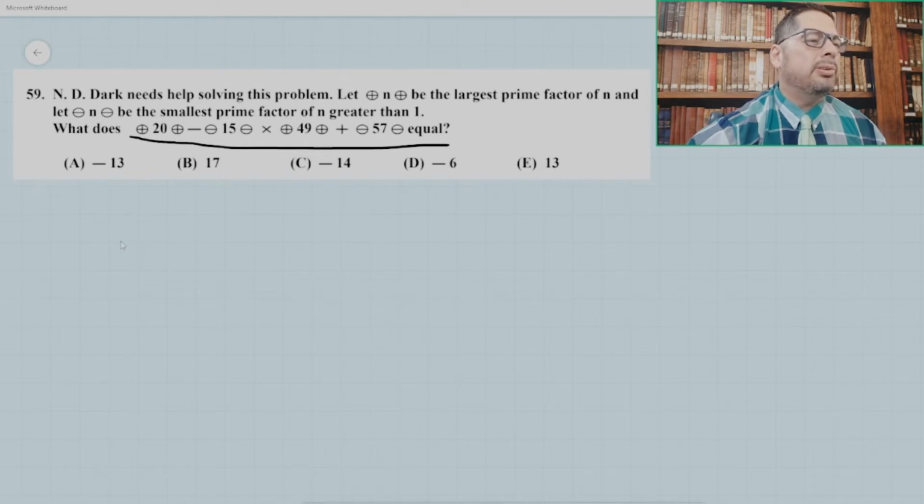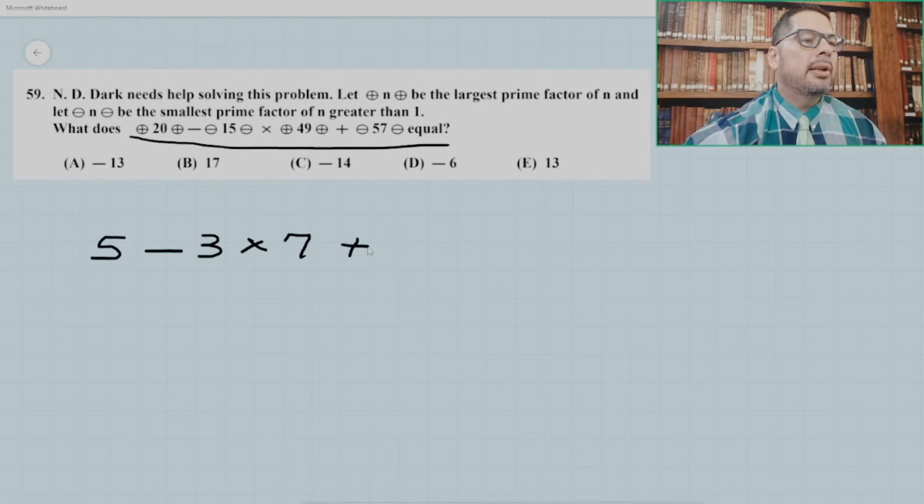20 factors into 2 squared and 5. So the largest prime factor is 5. And then minus the smallest prime factor of 15. 15 factors into 3 times 5. So the smallest prime factor greater than 1 is 3. Times the largest prime factor of 49. Since 49 is just simply 7 squared, that would be 7.